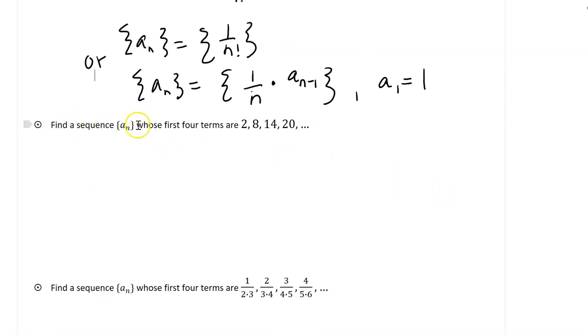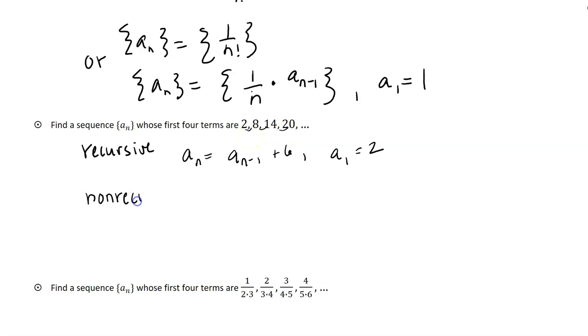Okay, this says find a sequence a sub n whose first 4 terms are 2, 8, 14, and 20. So again, you could do a recursive version of this if you want. I look at what happens from one term to the next, and I notice that between each term I'm adding 6. So I could say a sub n is equal to a sub n minus 1 plus 6, and we'll call a sub 1 equal to 2. So 2 plus 6 is 8, 8 plus 6 is 14, and so on.